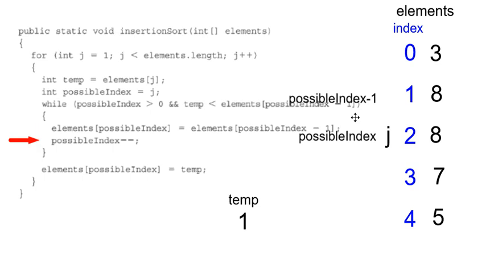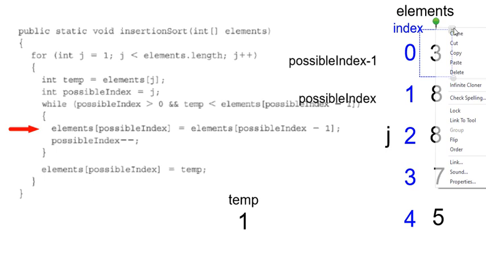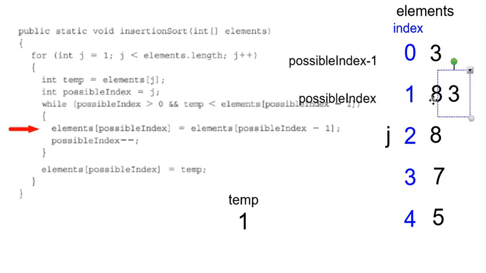And now possible index is minus minus, so it comes up here. And I check again, possible index is greater than 0, and I check this one with possible index minus 1, so the 3. Is 1 less than 3? Yes, it is. So we do this again. Elements at possible index, which is at 8, gets the one above at 3. So I'm going to go ahead and clone this 3, bring it down, the 8 goes away, and the 3 slips right in there, and possible index goes minus minus.